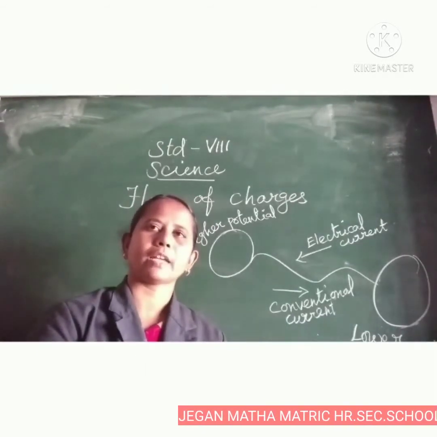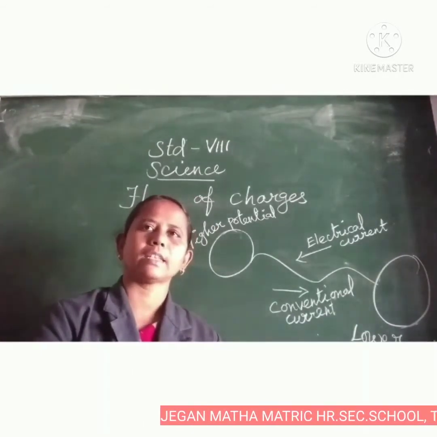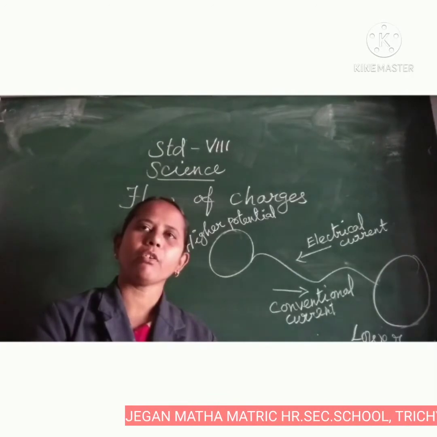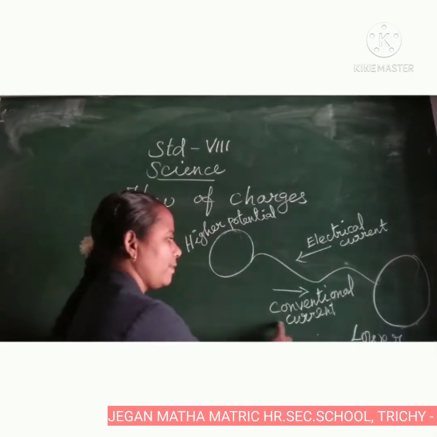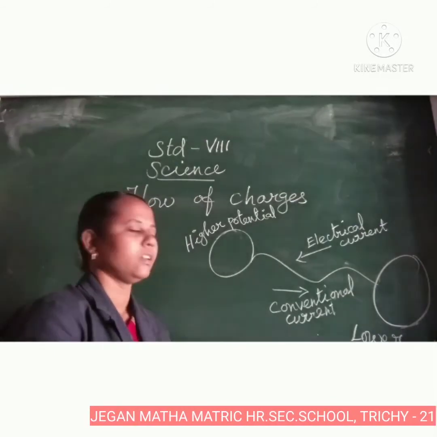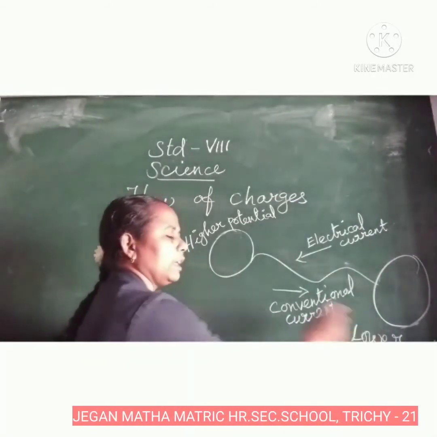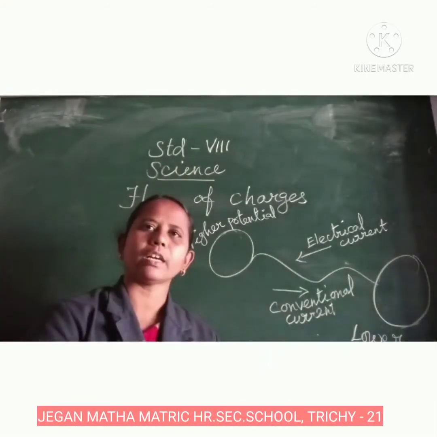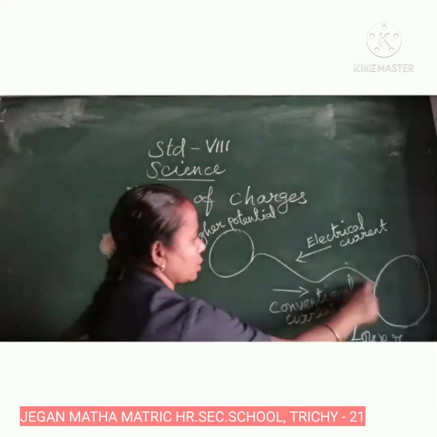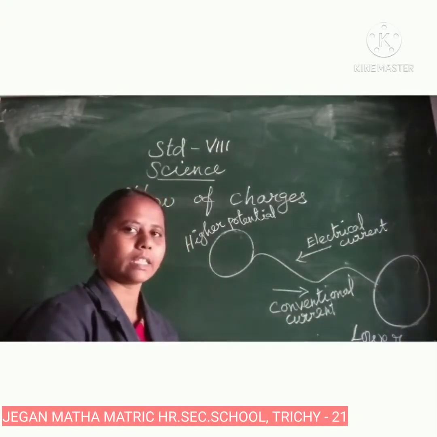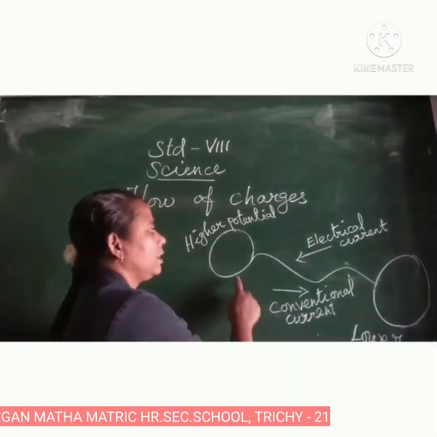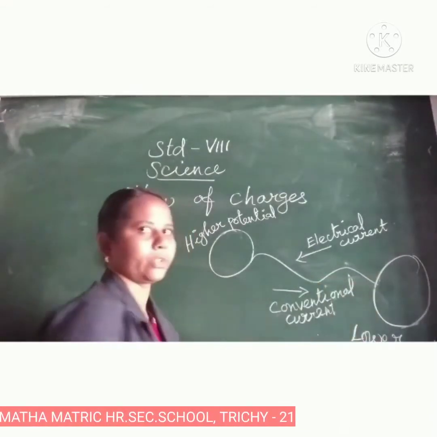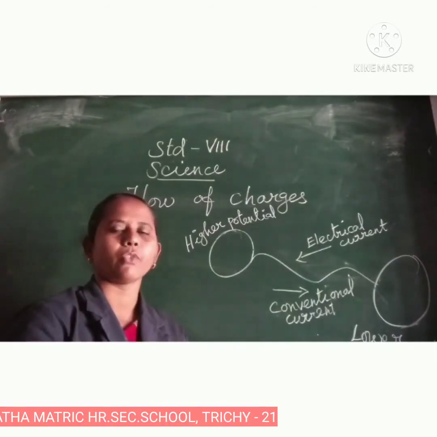Before the discovery of electrons, it was considered that electric current is due to the flow of positive charges. The flow of positive charge from positive to negative is called conventional current. The conventional current flows from higher potential to lower potential. Once again, conventional current means the flow of current from higher potential to lower potential. This is called flow of charges.